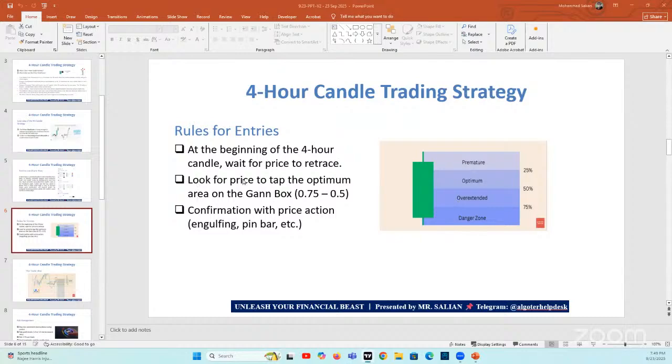Now, look for the price to tap the optimum area on the gun box, 0.75 and 0.5. It says here, either in the 0.5 or in the 0.75. Then confirmation with price action. As I've always told you, I like the engulfing candles, the bullish engulfing or the bearish engulfing when it's in a bearish market.